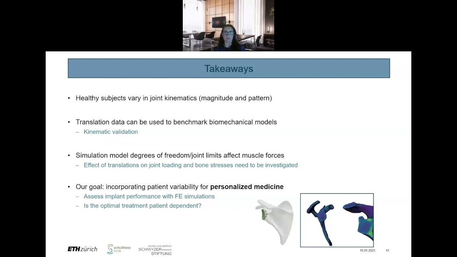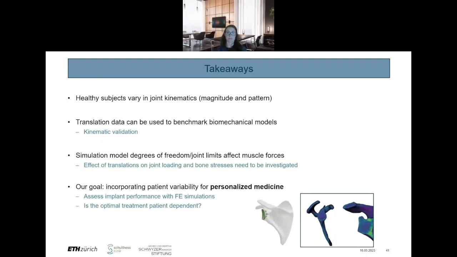And now we can really feed these as targets to the model and check, okay, is our model with these muscles, with these passive constraints, able to track this data? So it's a sort of kinematic validation, because we do feed it the targets, but if the model is unable to follow the targets, we know there's something wrong in the model. And then the simulation of the different degrees of freedom and joint limits, this affects the muscle forces.